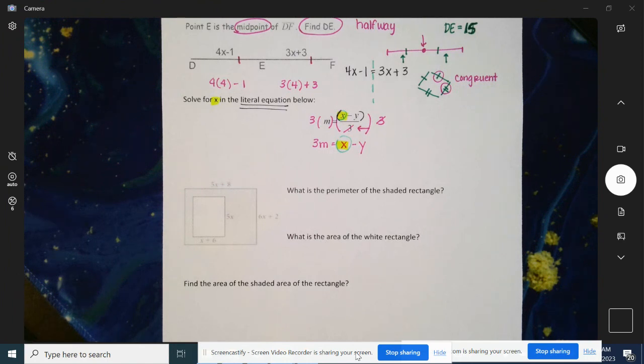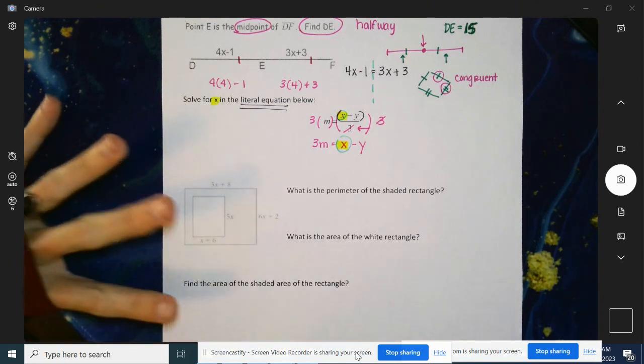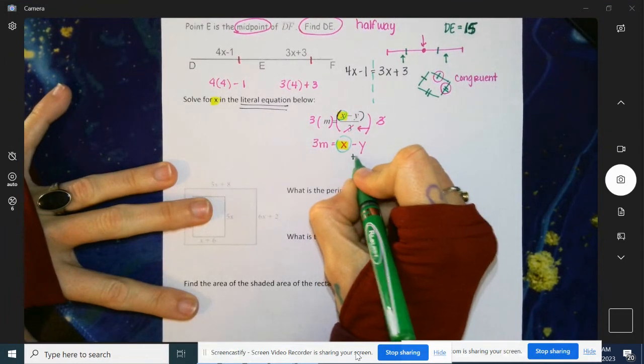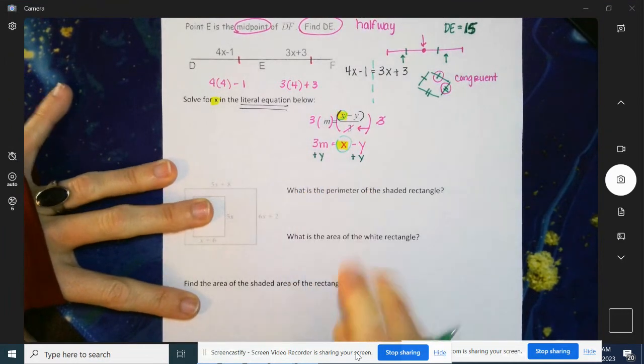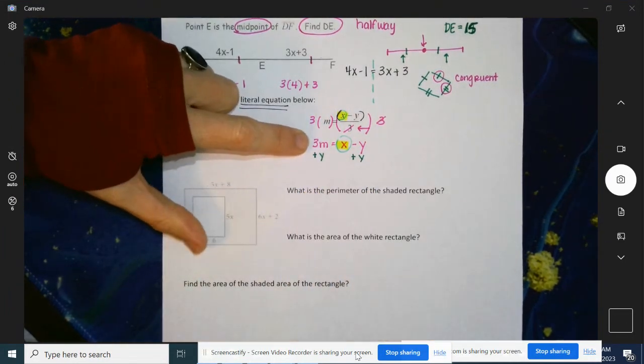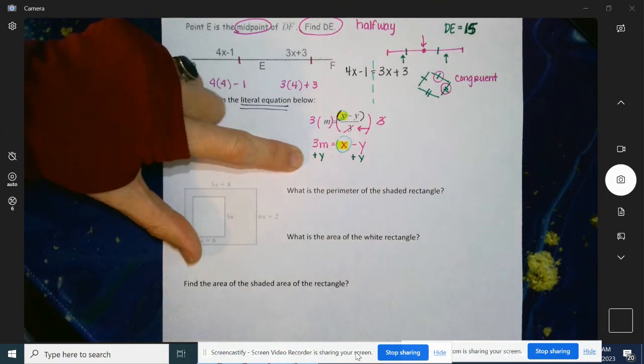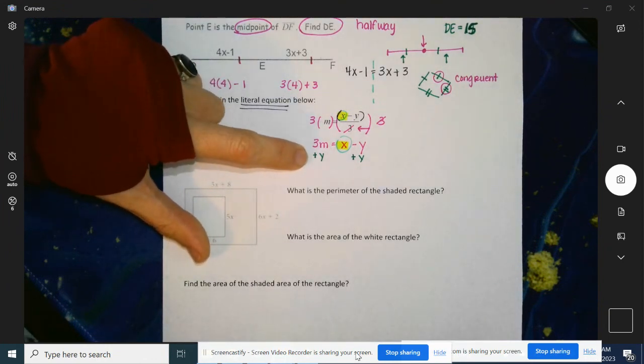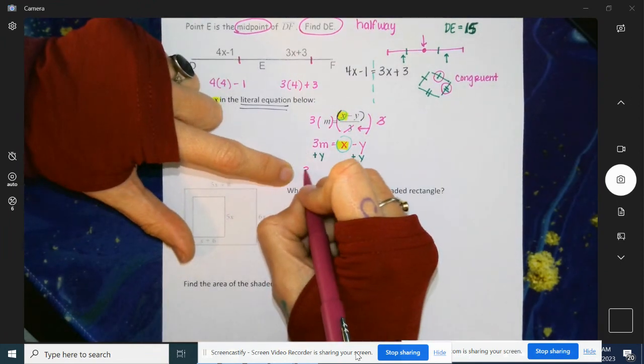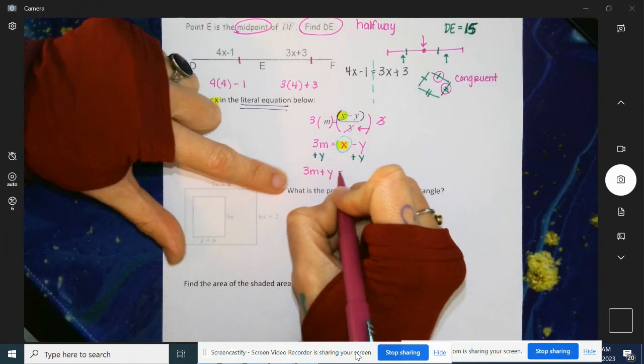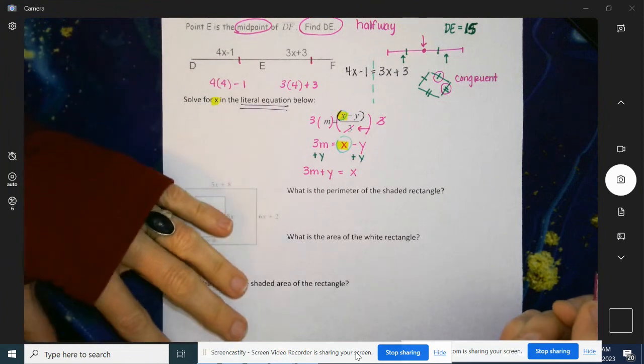How am I going to get x by itself? What's the next thing I'm going to do? Add y. Thank you, Jay. Add y. Can I combine 3m with y? No, they're not like terms, right? This is like monkeys and this is yo-yos. So we have 3 monkeys and a yo-yo equals x. Done.